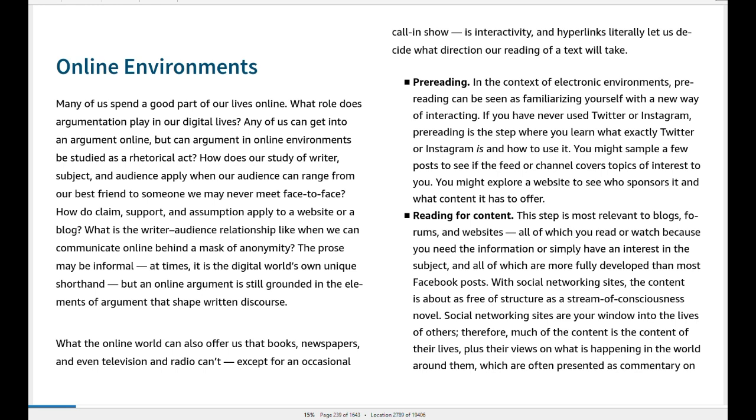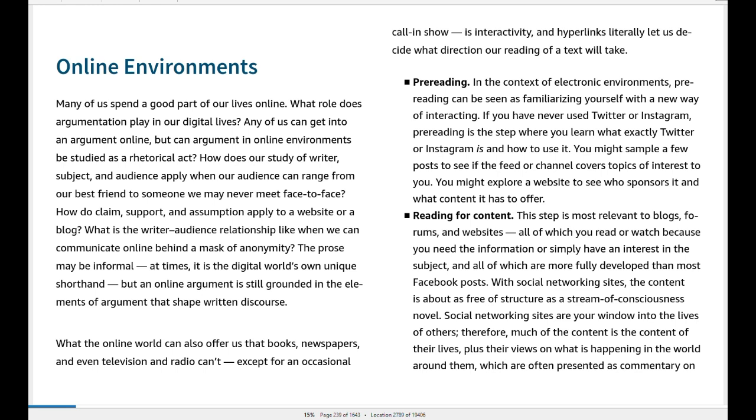Online environments. Many of us spend a good part of our lives online. What role does argumentation play in our digital lives? Any of us can get into an argument online, but can argument in online environments be studied as a rhetorical act? How does our study of writer, subject, and audience apply when our audience can range from our best friend to someone we may never meet face to face?